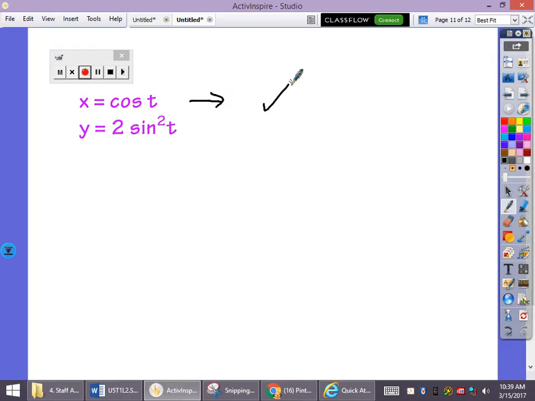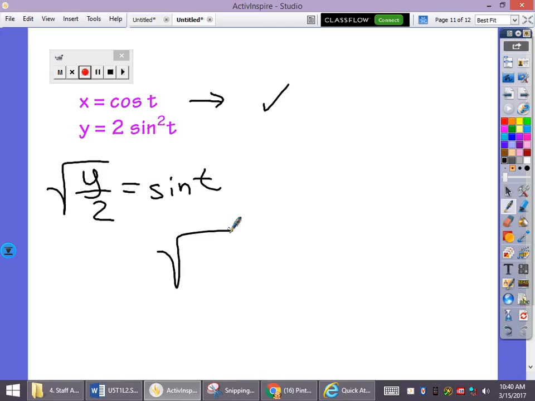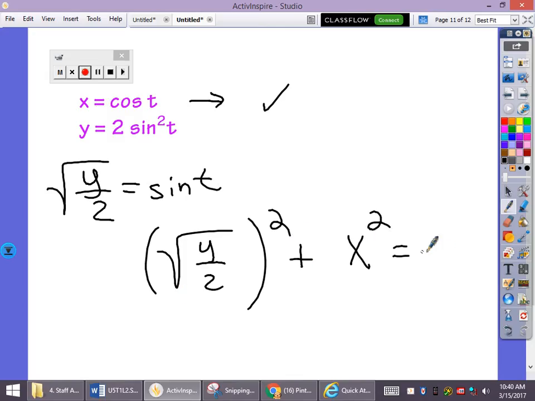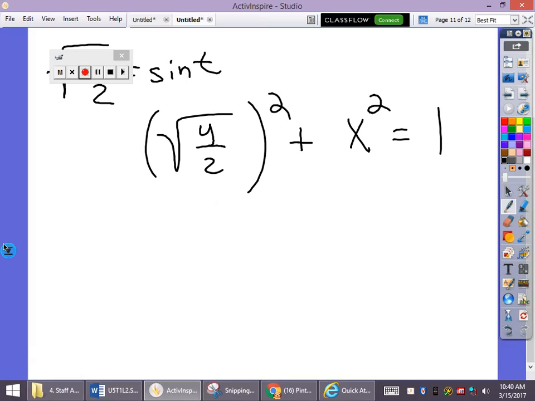This one, what am I going to do first? Divide by 2. Remember, when you're solving an equation, it's order of operations backwards. So I'm going to divide by 2, and then what do I need to do? Square root it, okay? And that is my sine t. Now, don't worry about simplifying it yet, okay? Hold off on simplifying until after you plug it in, because sometimes it's a wasted step. So if you notice, we're going to square it, plus x squared equals 1, yes? Okay? And so this cancels this, so y over 2 plus x squared equals 1.